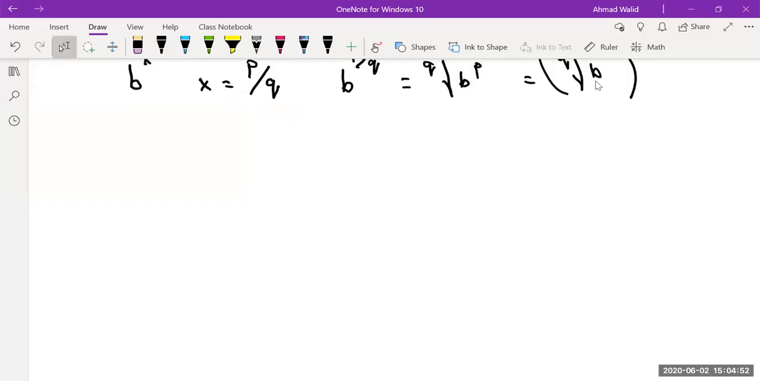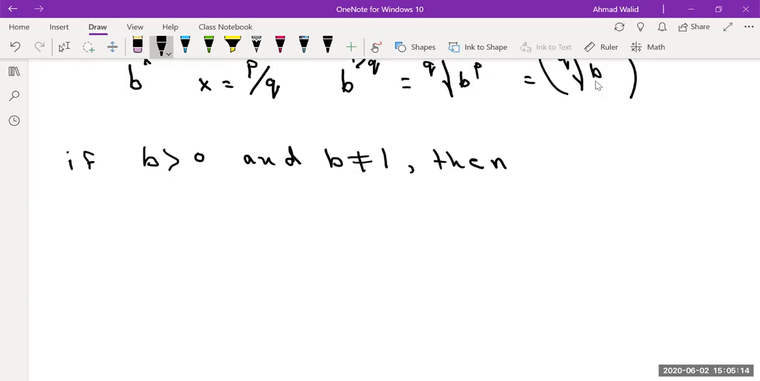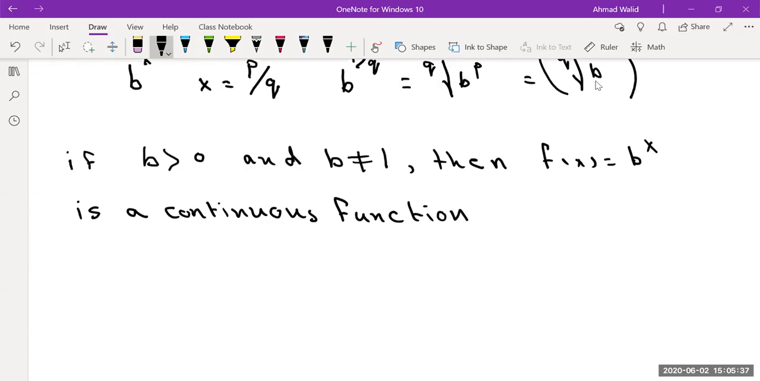Few more notes. If b is greater than 0 and your b is not equal to 1, then you can say f of x equals b to the power of x is a continuous function with the domain from negative infinity to positive infinity, or you can say it this way, all real numbers.